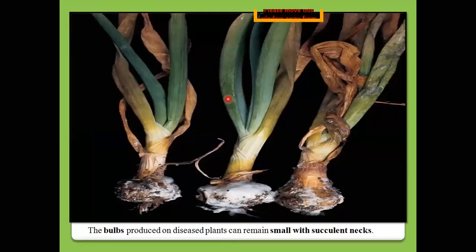A number of fungi may also develop symptoms on the developing bulbs. Such bulbs always remain small in size compared to the healthy onion plants, and the neck portion is succulent. A number of fungi and bacteria also invade such succulent leaves.